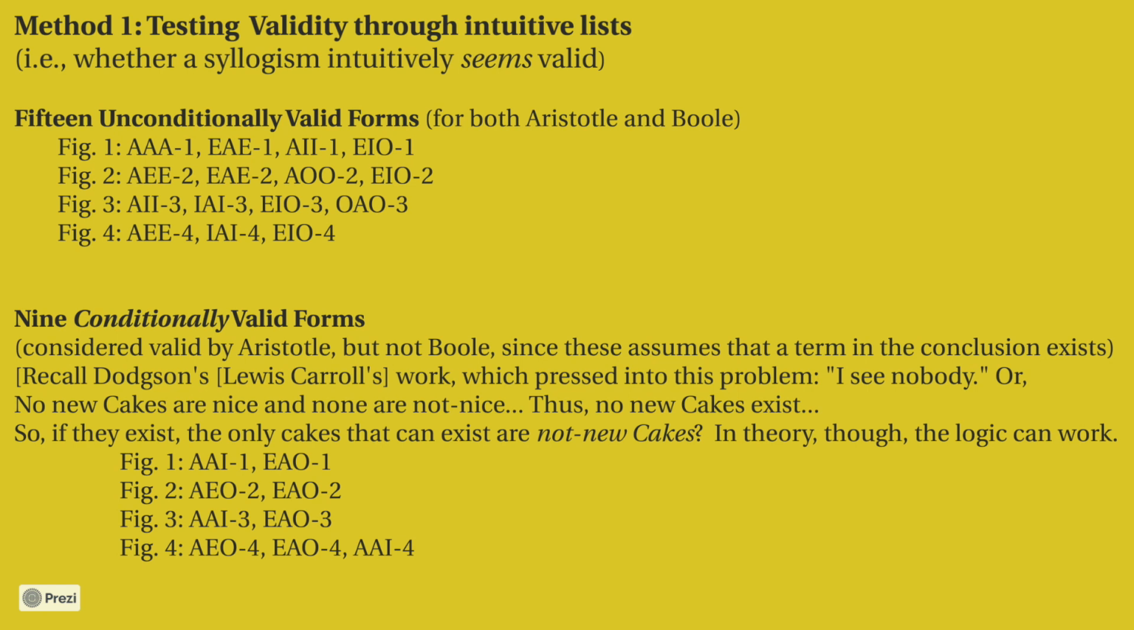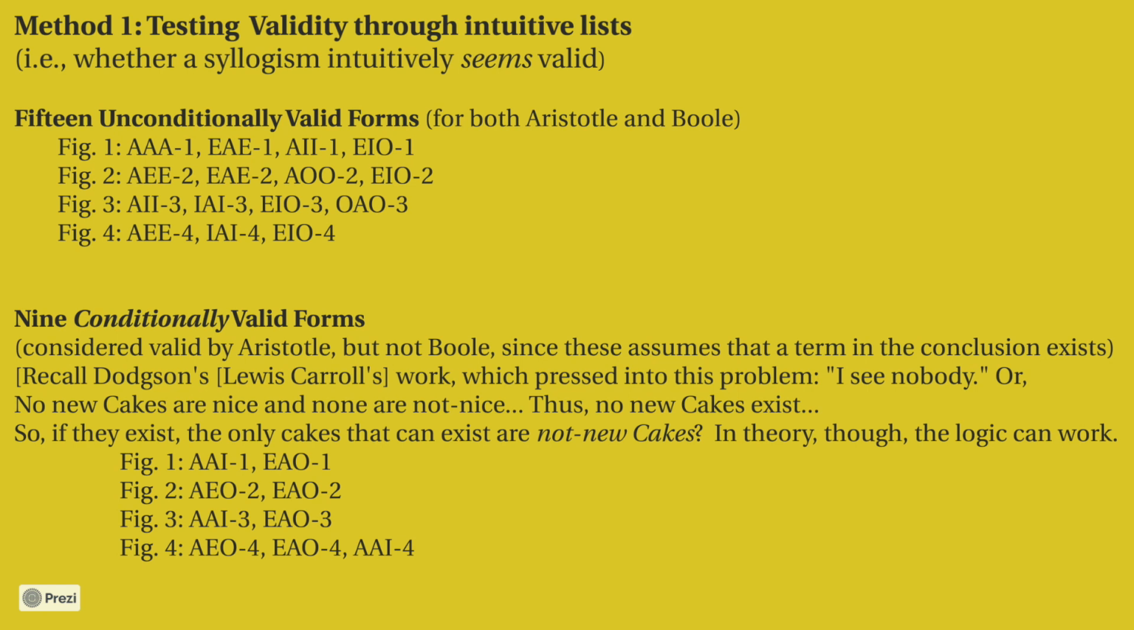They differ, however, on the other 9 forms. And so these we call the conditionally valid forms. Recall what we said earlier about Boole's concern for the existential import. If I speak of all vampires, am I committed to the conclusion that there are some vampires? No, we have to be careful and say, if there are vampires, then they will be like this. Although these forms were considered valid by Aristotle, for Boole, they assume that a term in the conclusion exists. But Boole was not comfortable going that far, and so he stressed the need to qualify our conclusion as a conditional.